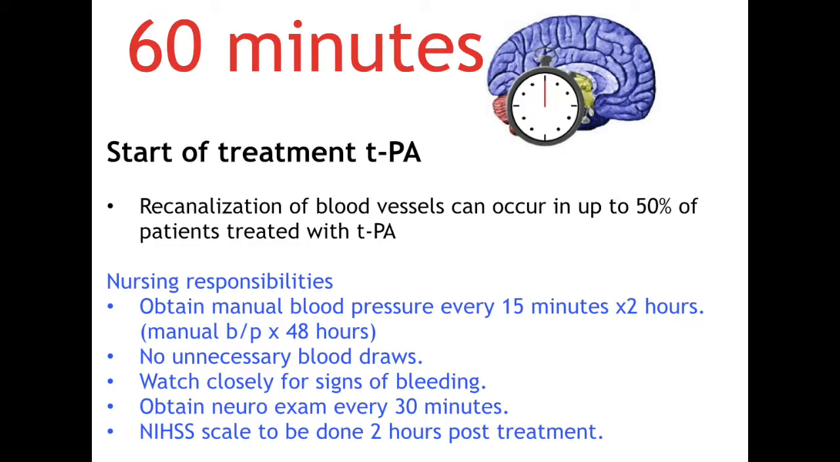You want to make sure that there's no unnecessary blood draw, so any blood work that you anticipate needing, make sure you get it before the TPA is started. Watch closely for signs of bleeding. You want to obtain neuro exams every 30 minutes for the first 2 hours post TPA. And you want to make sure that there's a NIH stroke scale documented 2 hours after treatment.